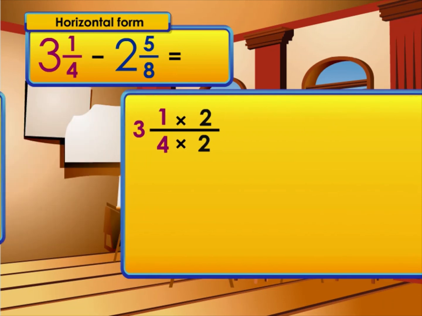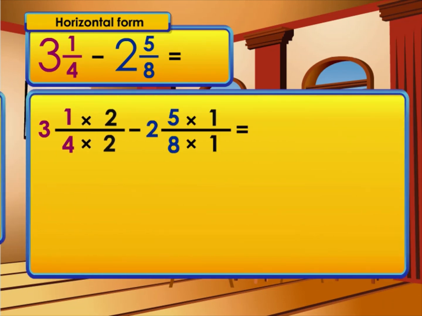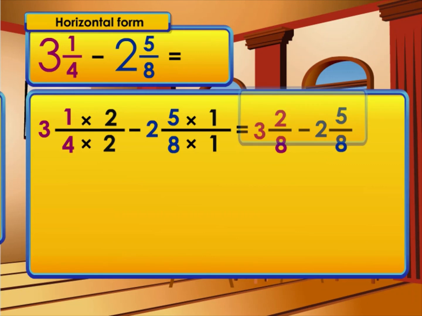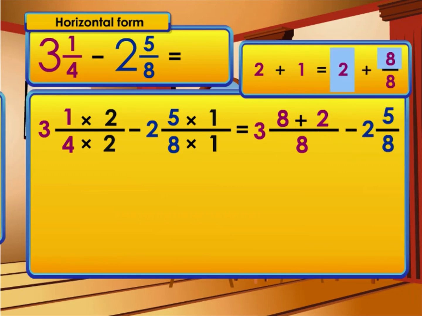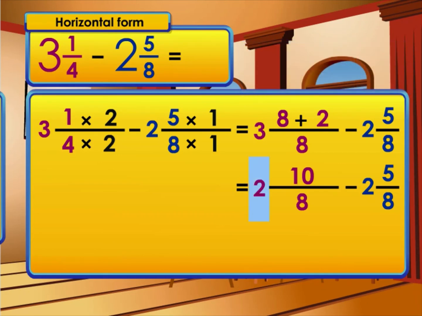Or you use this procedure called borrowing. When the numerator of the subtrahend is larger than the numerator of the minuend, you may rewrite the minuend to subtract. This is where the borrowing comes in. Decrease the whole number 3 to 2 and rename the 1 as 8/8. Add the borrowed 8 to 2 and you get 10. Now you're ready to subtract. 2 wholes minus 2 wholes gives no difference. 10 minus 5 will give a difference of 5/8.